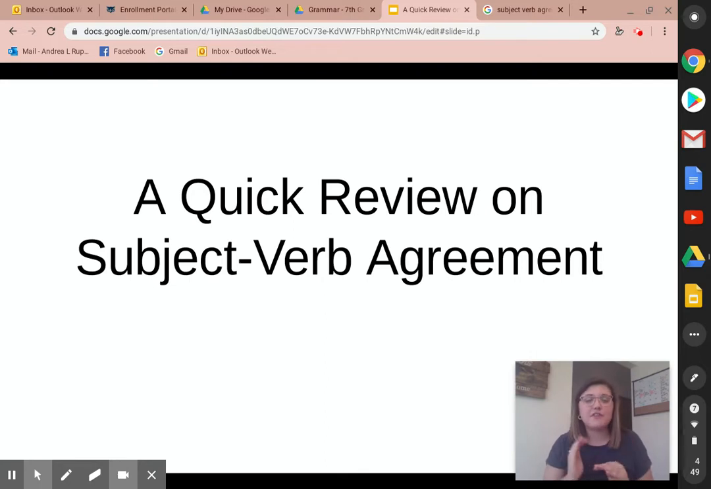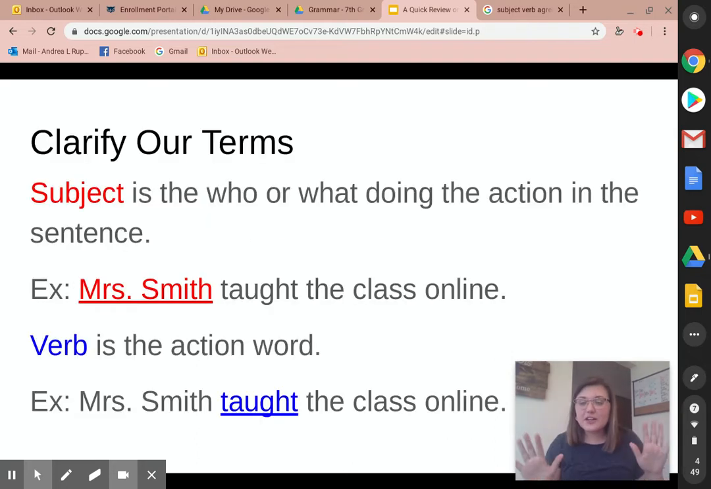So this is a helpful tutorial for your grammar assignments. We're just going to review subject-verb agreements and go through it to make sure that you're set. All right, so let's clarify our terms. You know this, we've practiced this. Subject is the who or what doing the action in a sentence. We've said that since September, should be very familiar to you.